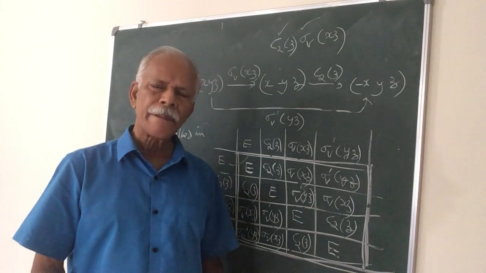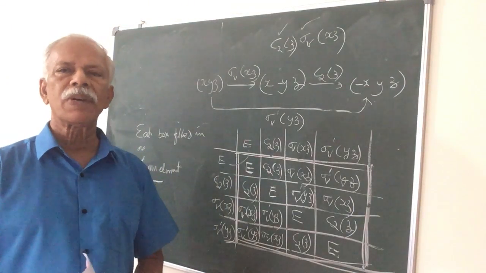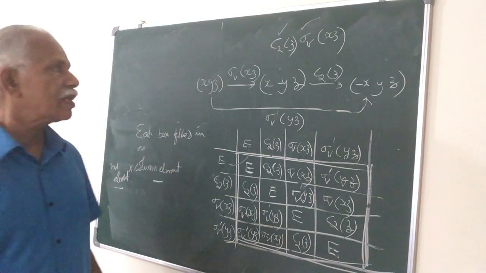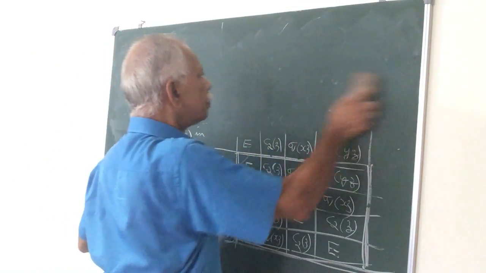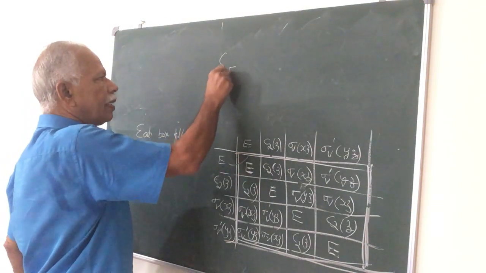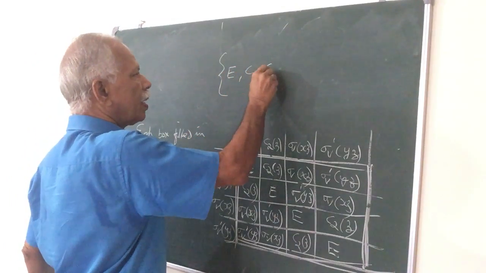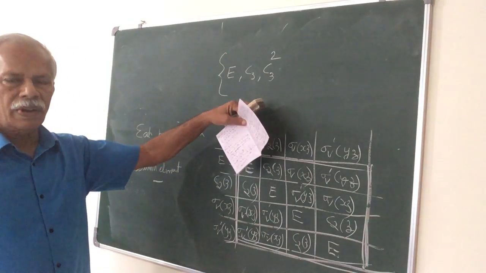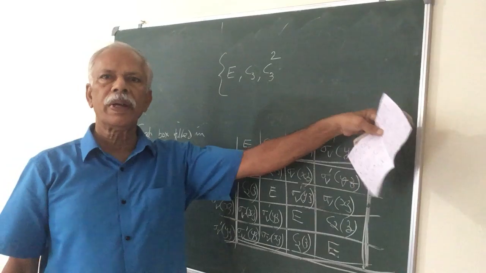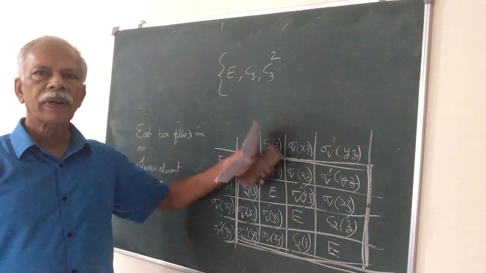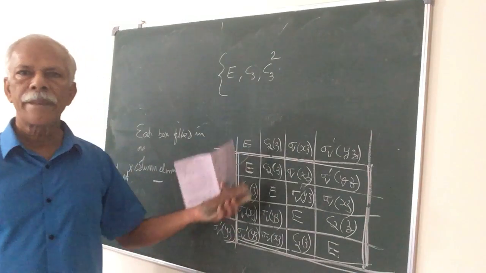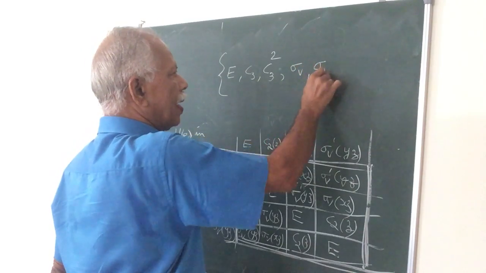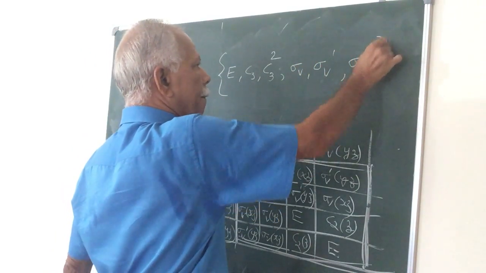In a similar style, we can work out the multiplication table for the ammonia molecule, which has as many as 6 operations. Ammonia has identity, C3, and C3 generates another distinct operation, C3 squared. All the distinct operations, the complete list, have to be written while you discuss the group properties of a particular molecule. Then we have sigma v, sigma v dash and sigma v2 dash.